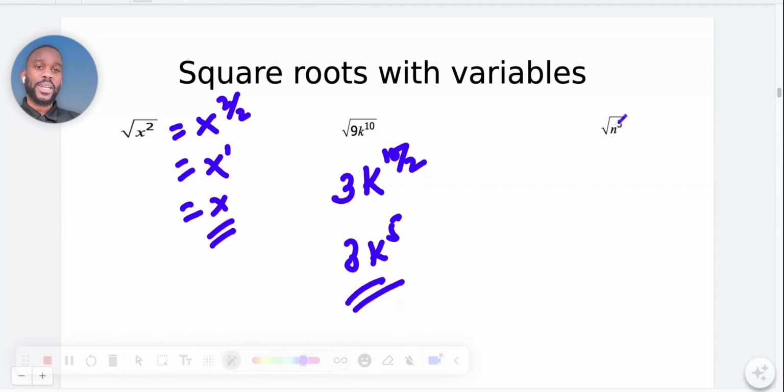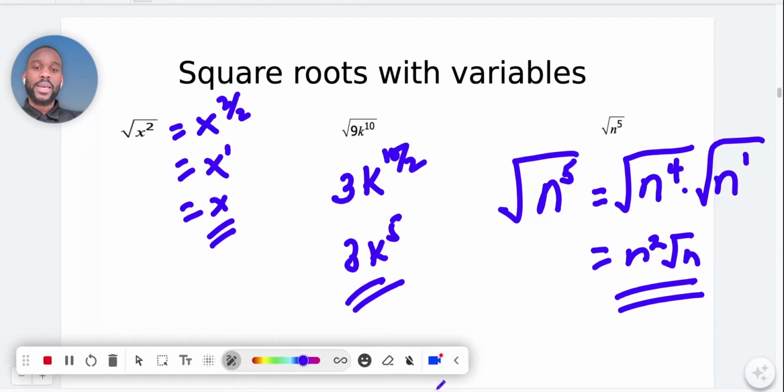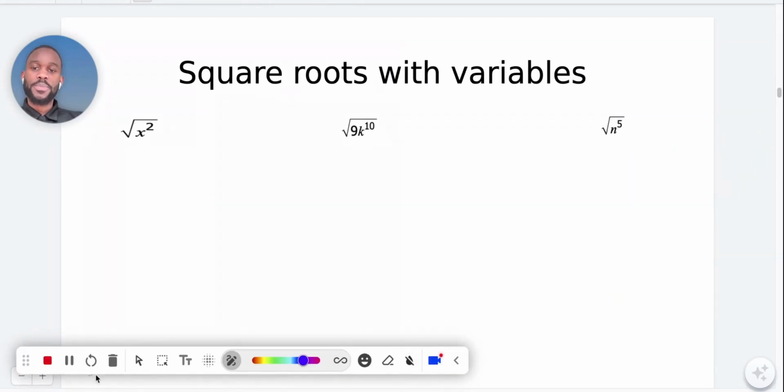Now look at this. We're having n exponent 5. Question, is 5 divisible by 2? No. So n exponent 5, I want to break it down to n exponent 4 times n exponent 1. So getting the root here is the same as getting the root of this and the root of this. And n exponent 4, we know it's n squared, we just divide by 2, and then root n, something like that.